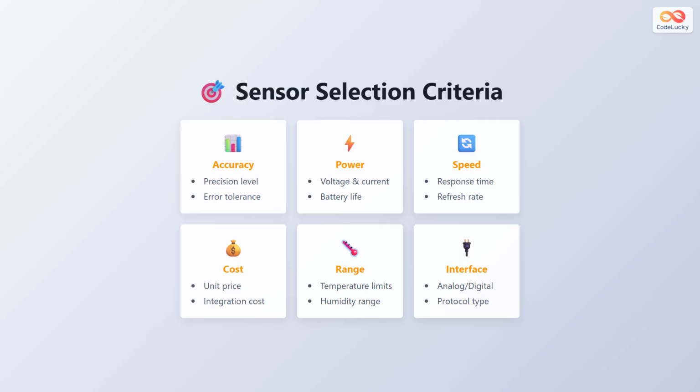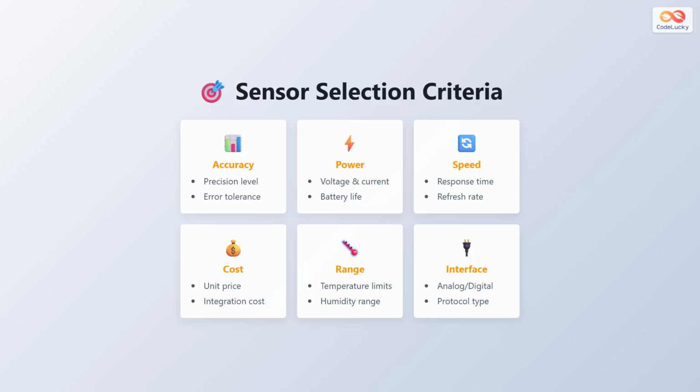When selecting a sensor for your IoT project, you must consider several important criteria. Accuracy determines how precisely the sensor measures the parameter. You need to consider the measurement precision and the error tolerance acceptable for your application. Power consumption includes the operating voltage and current draw of the sensor. Low power consumption is critical for battery-operated IoT devices to extend battery life. Response time refers to how quickly the sensor detects and reports changes. This is important in applications where fast detection is necessary.